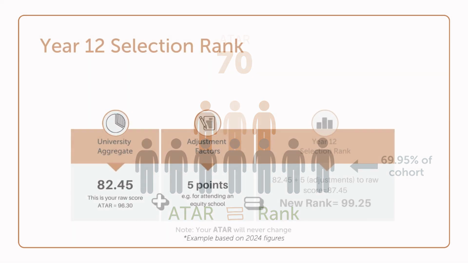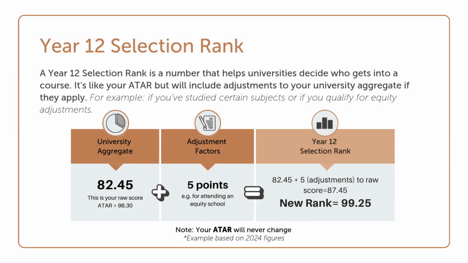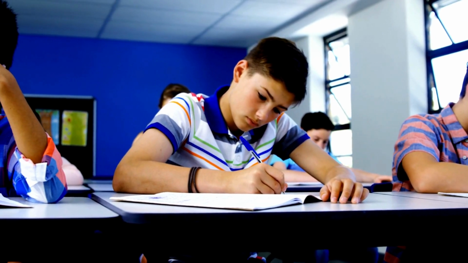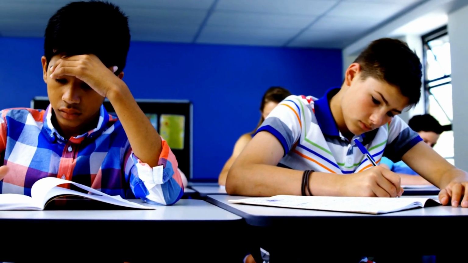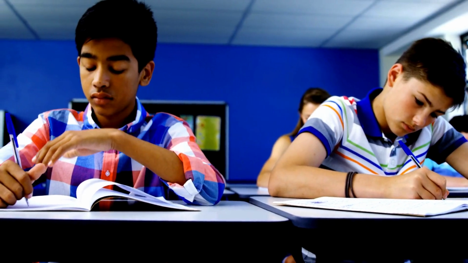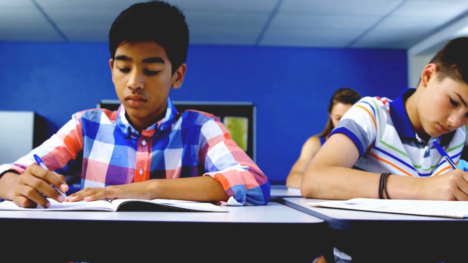The final piece of the puzzle is your Year 12 selection rank. If you get any adjustment factors, and we'll talk in a moment about how you might be eligible for adjustment factors, we can't just add the extra points to your ATAR, since it's a rank, and changing one person's rank shifts everyone else's around too. Instead, we take your university aggregate, the score, and add the points to that, and then reconvert the whole thing using the same calculations that are used for the ATAR into a new rank, your Year 12 selection rank.